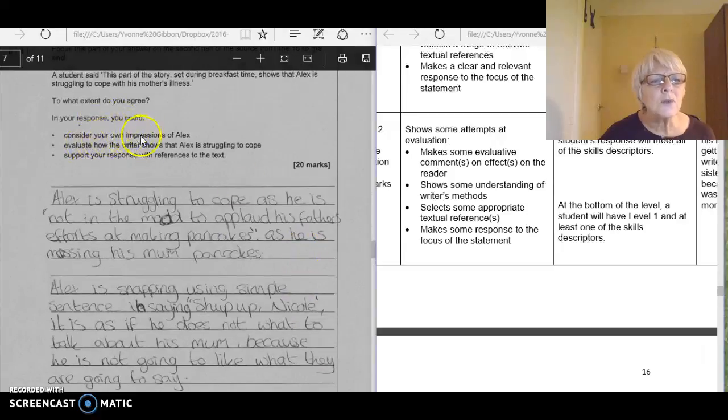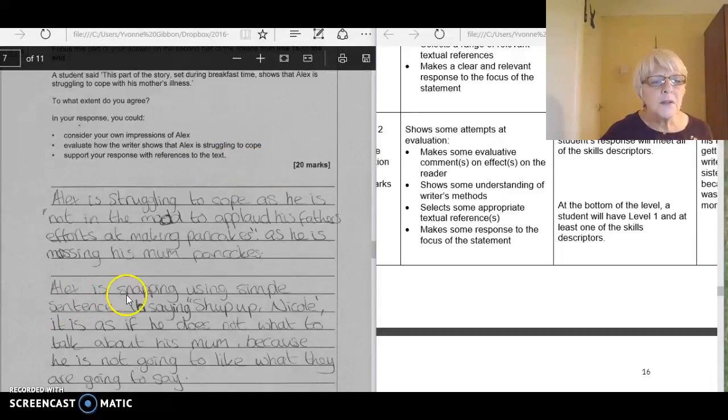So you're asked to consider your own impressions of Alex and evaluate how the writer shows that Alex is struggling to cope. So this is asking you to look at the methods that the writer is using to show he's not coping, and also support your response with references to the text.